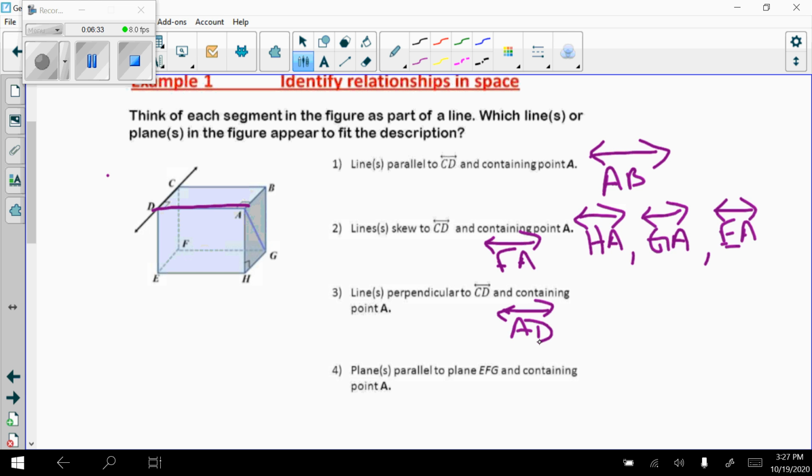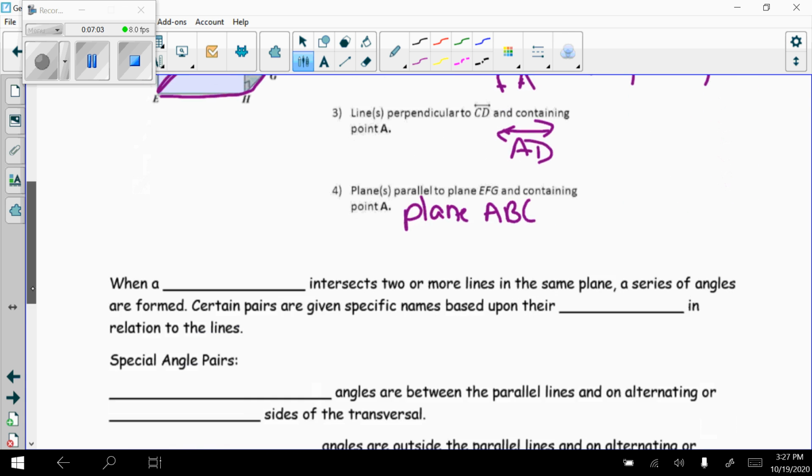And then number 4, we want the plane or planes that's parallel to plane EFG. So plane EFG here in the bottom. And contains point A. The only plane that's parallel to that is the top. More than one way we could name that plane, but one way is plane ABC. We could have named it plane BCA, plane BAC, plane CDA. Remember all the different options that we have of naming the plane.